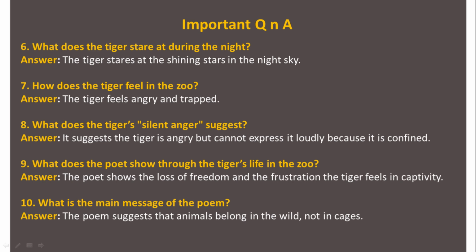How does the tiger feel in the zoo? The tiger feels angry and trapped. What does the tiger's silent anger suggest? It suggests the tiger is angry but cannot express it loudly because it is confined. What is the main message of the poem? The poem shows that animals belong in the wild, not in cages. Keeping animals in captivity takes away their freedom and natural behavior.